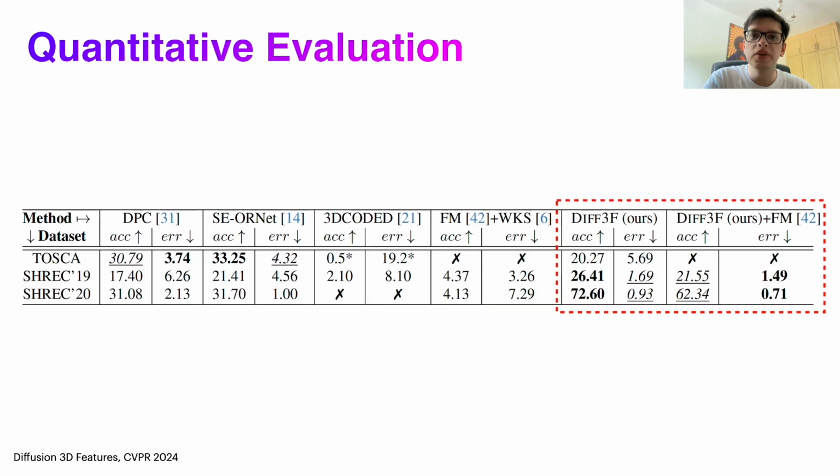We report correspondence accuracy within 1% error tolerance with our method against competing works. We establish a new state-of-the-art score on the SHREC 19 challenge and the SHREC 20 challenge, which particularly has non-isometric pairs. Combining our descriptors with functional maps leads to lower average error at a slightly reduced accuracy at low tolerance levels.